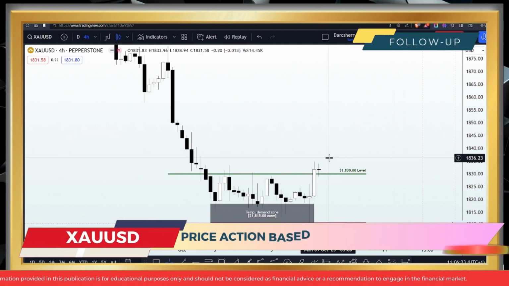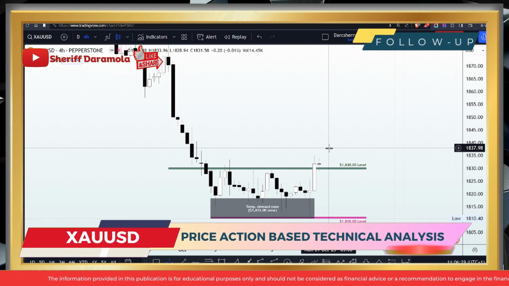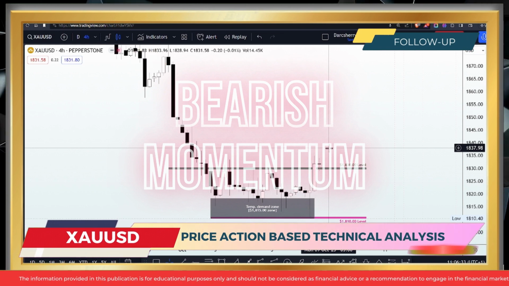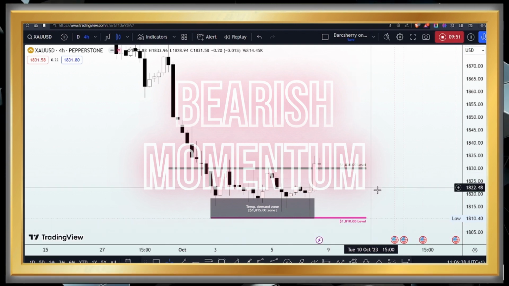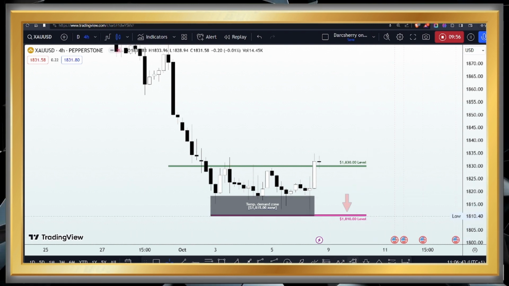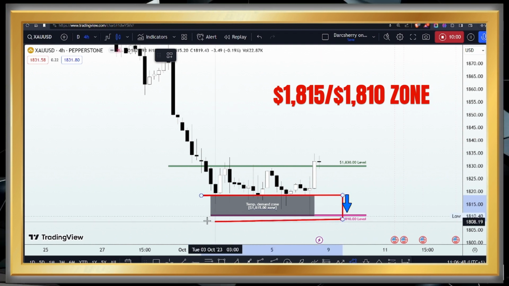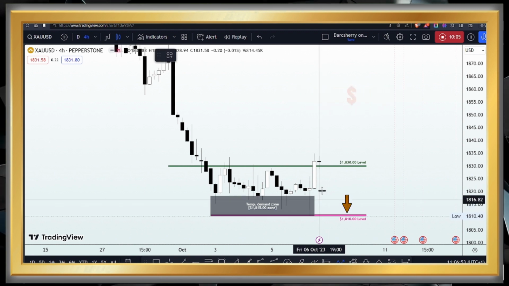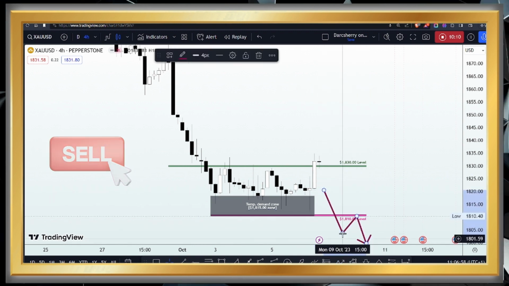However, in as much as we're looking out for buying opportunities, we cannot ignore the potentials of sellers. Of course, it has been a strong bearish momentum in this market in the last couple of weeks, and we also want to consider what opportunities sellers also have. Now, for me to sell the XAUUSD this week, I would rather need to see price action take out all the buy positions within the 1,815 and 1,810 zone to give me an opportunity to sell. So these are my views here on the XAUUSD this week.